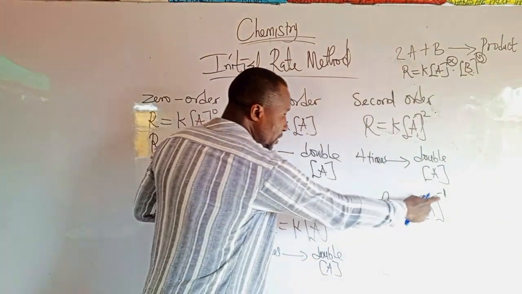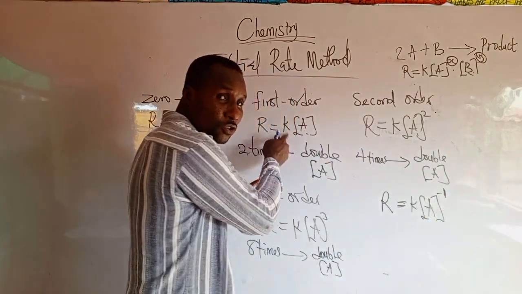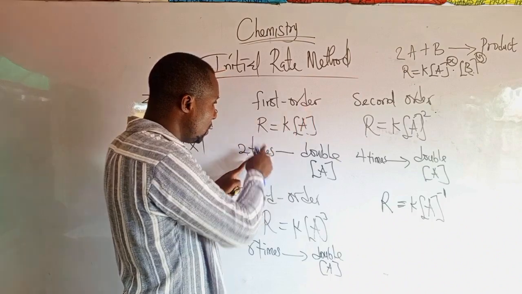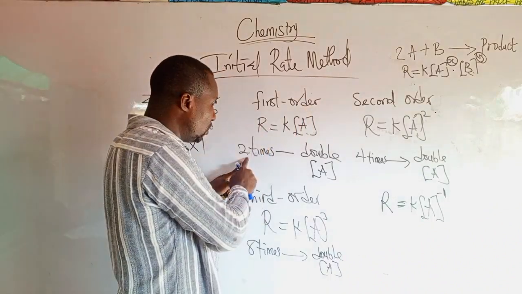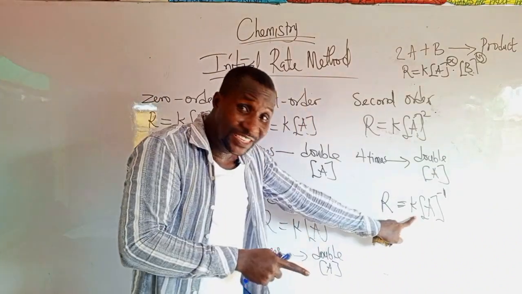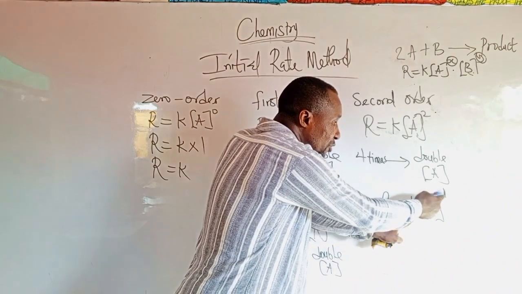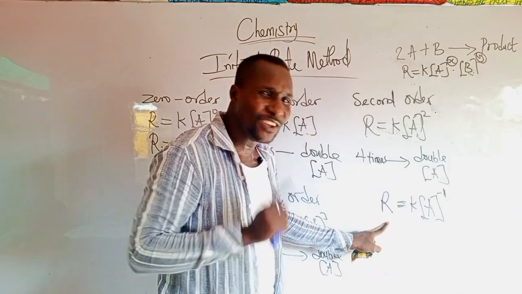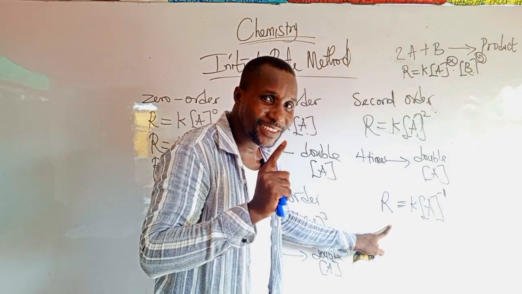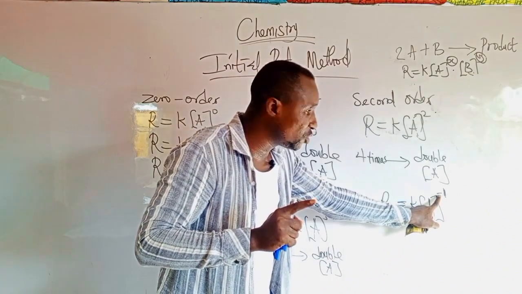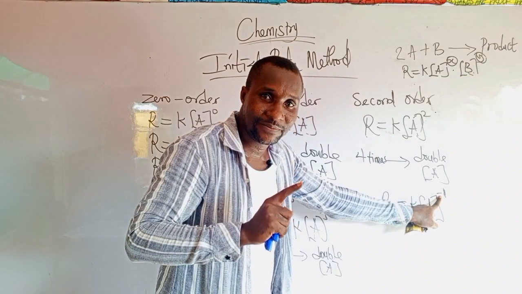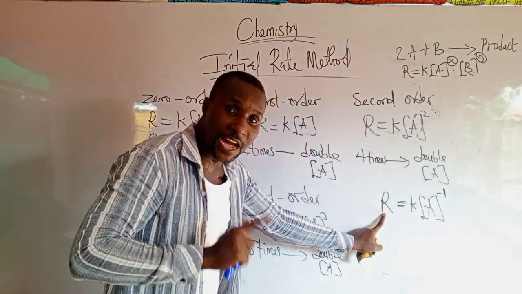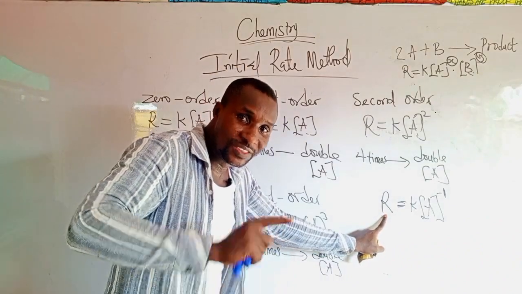When you see this one raised to power minus 1, it is the inverse of this. When you double the concentration here for first order, the rate of reaction increases 2 times. For this one, when you double the concentration, the rate of reaction will decrease 2 times. Take note of that statement. That is, the order of the reaction is minus 1. When you double the concentration, the rate of reaction decreases 2 times.